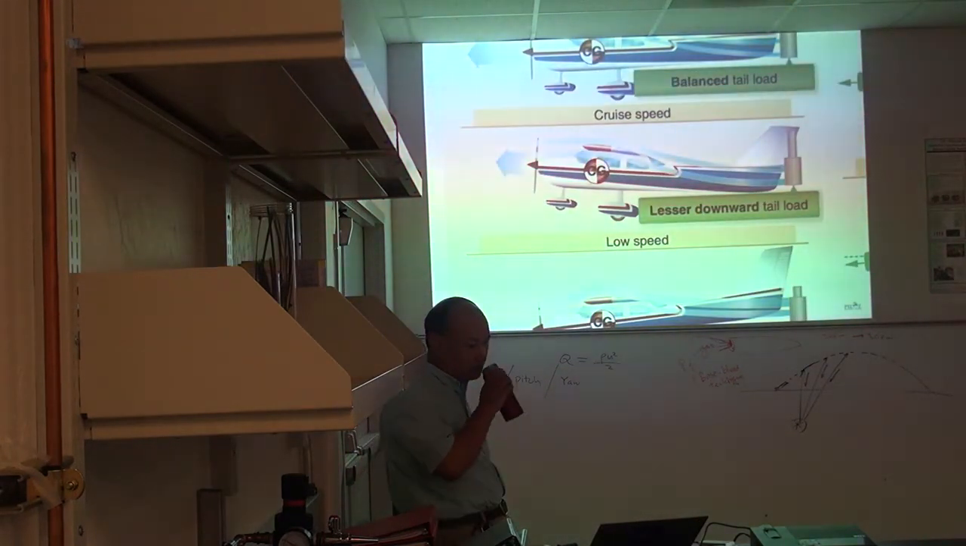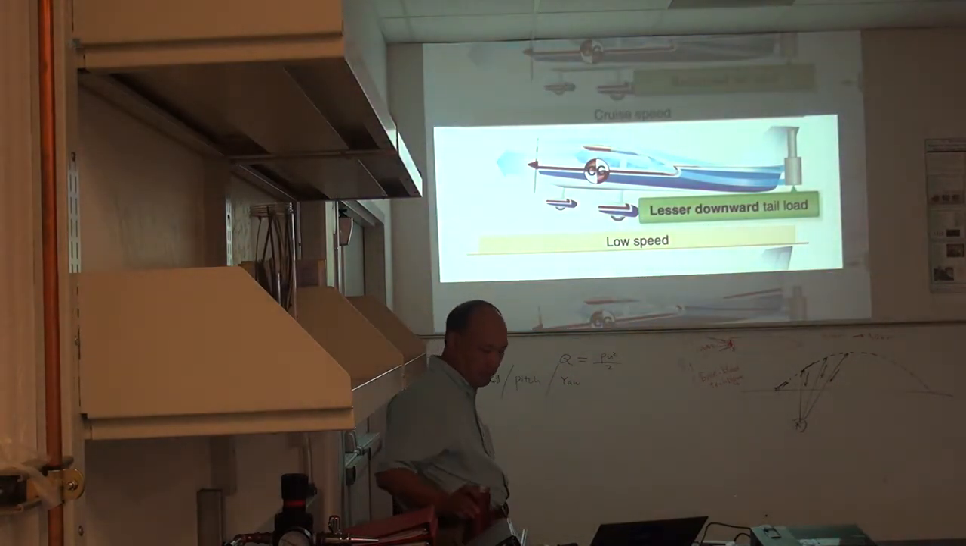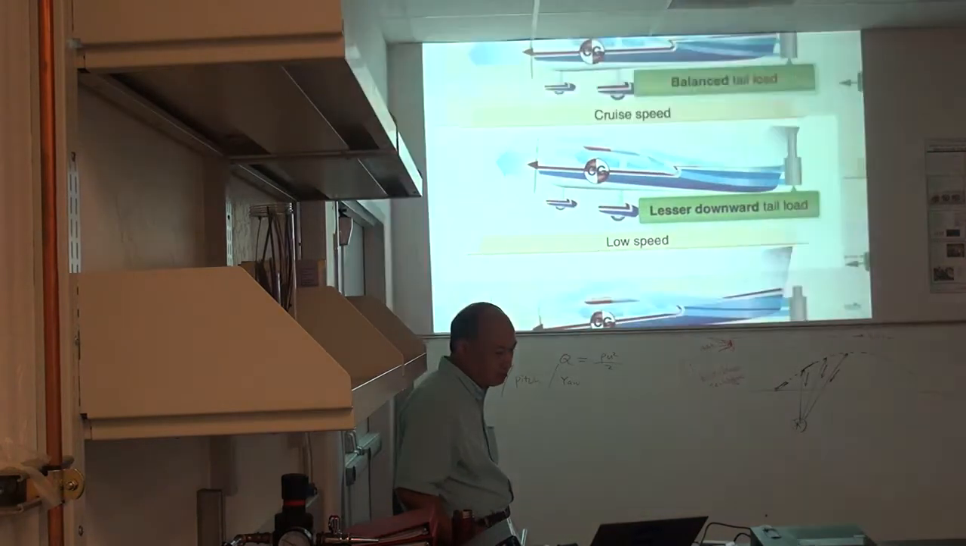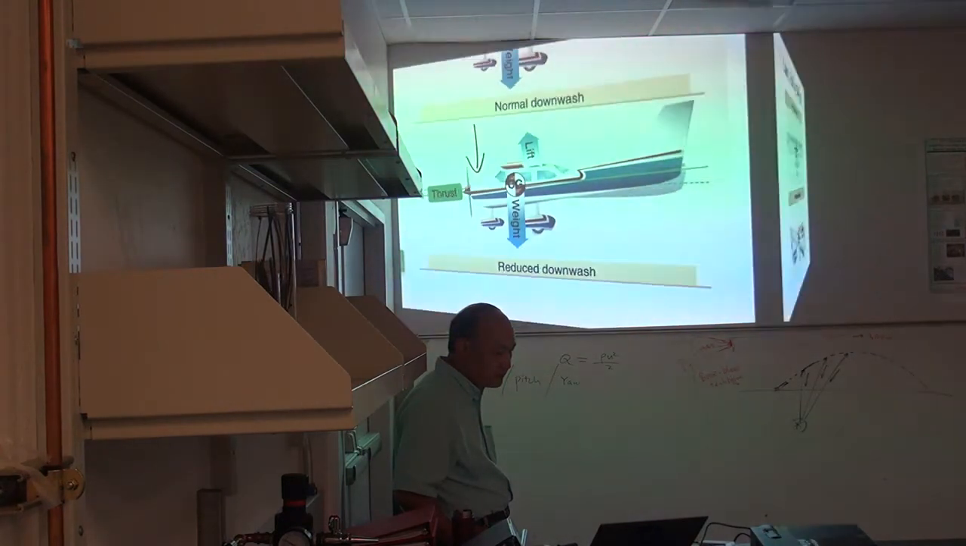For a nose-heavy plane, when the airspeed is slow and there is less downwash on the tail, the nose will pitch over more aggressively. Thrust can also affect the longitudinal stability of an aircraft. Reduced power causes less downwash and causes the nose of a nose-heavy airplane to naturally pitch down, which is a desirable characteristic in an aircraft in order to make stall recovery easier.